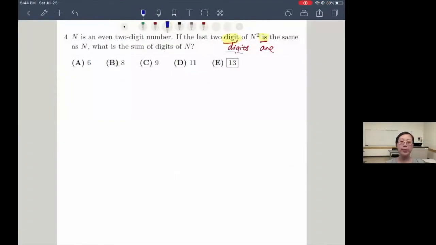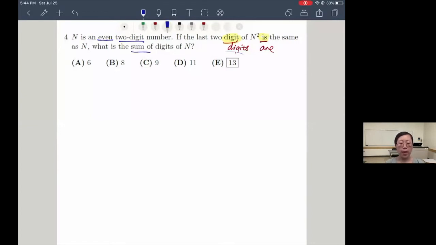Problem 4 is a number puzzle. Let's read the problem together. n is an even 2-digit number. If the last 2 digits of n squared are the same as n, what is the sum of digits of n?